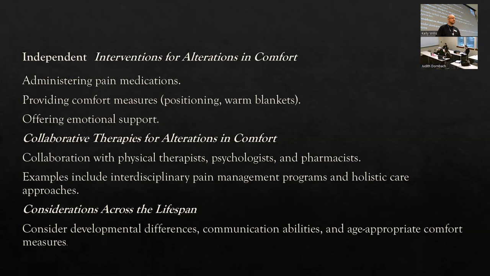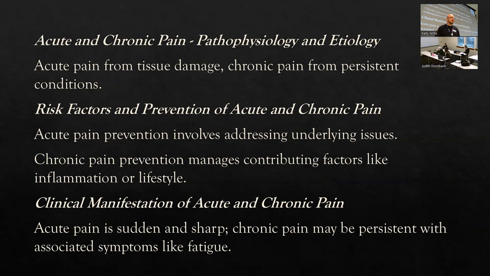So let's talk about acute and chronic pain briefly. Acute pain is from tissue damage. Chronic is from persistent conditions. Risk factors and prevention of acute and chronic pain. We want to take care of the underlying issues for acute pain. For chronic pain prevention, we want to manage contributing factors like inflammation or lifestyle. So some of the things that our patients or us do can determine how comfortable or how our quality of life is going to be.